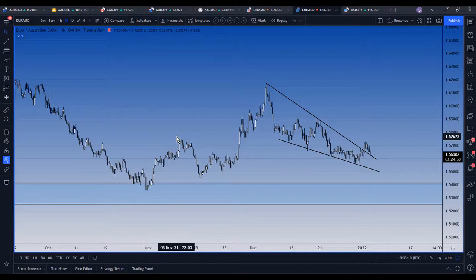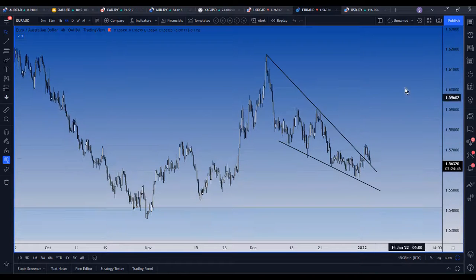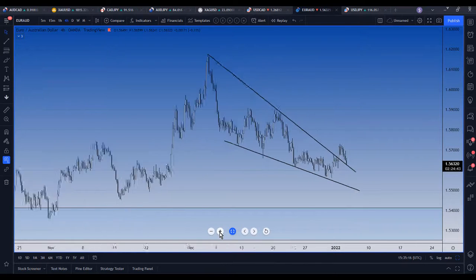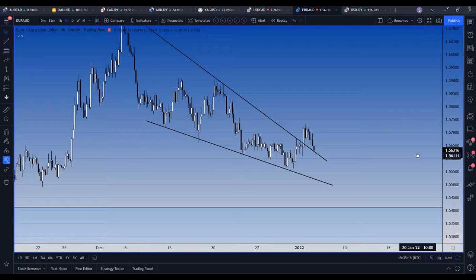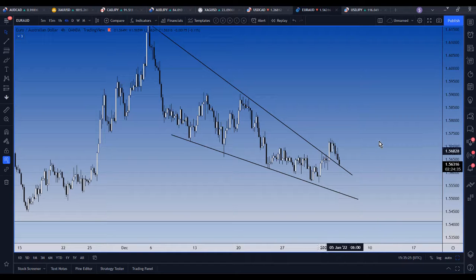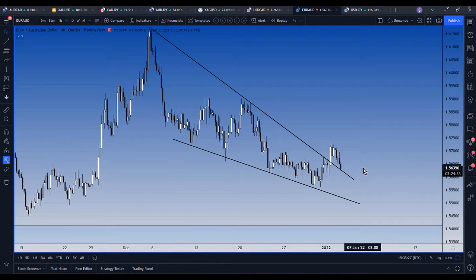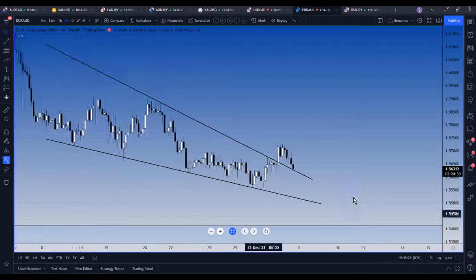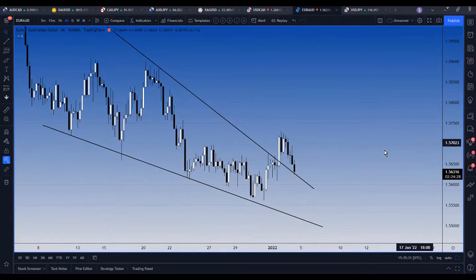We've got this impulse here, correction, impulse, correction. We could see another impulse. Now we've broken out of the falling wedge, which is something we predicted in our watch list that we sent out to our traders. And now we're seeing a retest of the top of the falling wedge. So I'm going to suggest looking for a Morningstar Pattern here on the 4 hour.